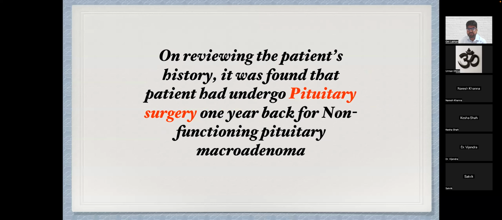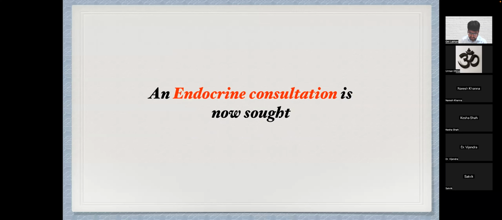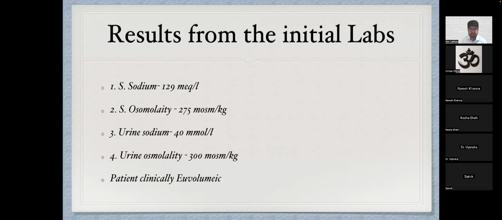Okay. So we reviewed the patient's history, and the important history was that the patient had pituitary surgery about 1 year back for a non-functioning pituitary adenoma. Now, this is again a very important history. So in this situation also, you are dealing with a patient who has a secondary adrenal insufficiency, right? Then the endocrine consultation was sought, and then we saw this patient's report.